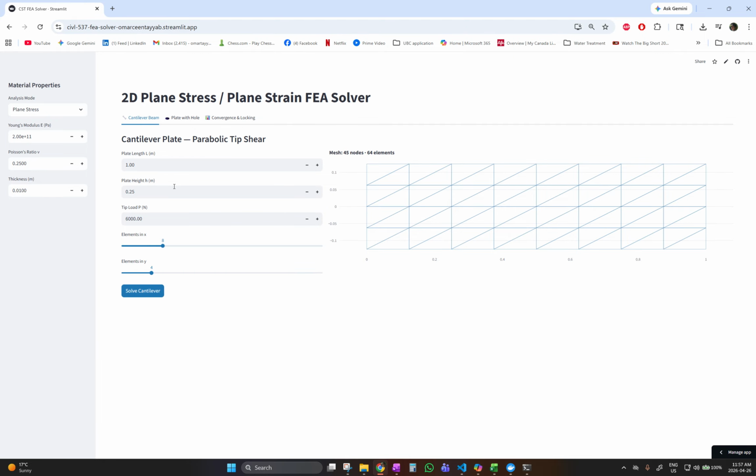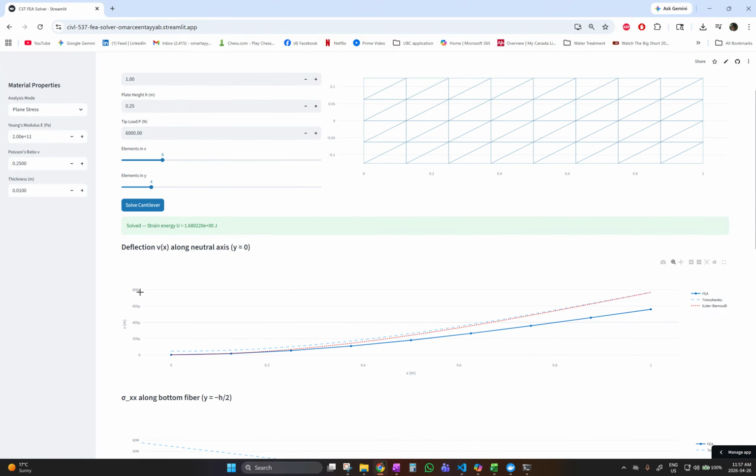Plane stress or plane strain can be chosen from a drop down, but we're going to keep it plane stress. The ratio of the height to the length also becomes a huge factor, especially when we're trying to solve for shear. But I'm just going to hit solve and show you some of the results.